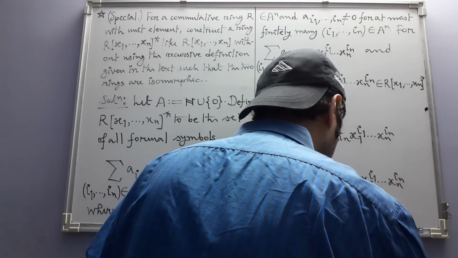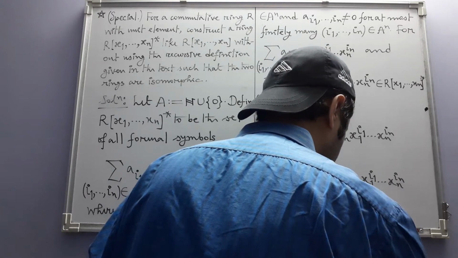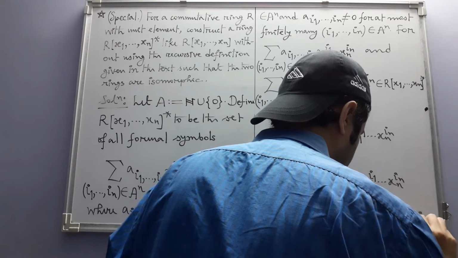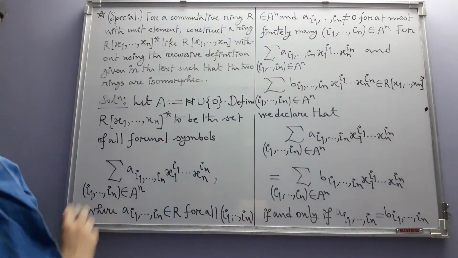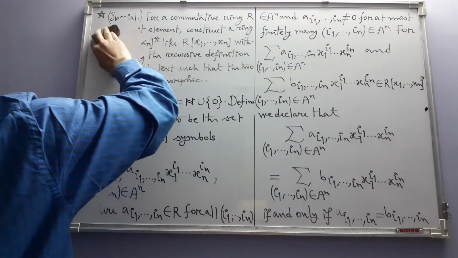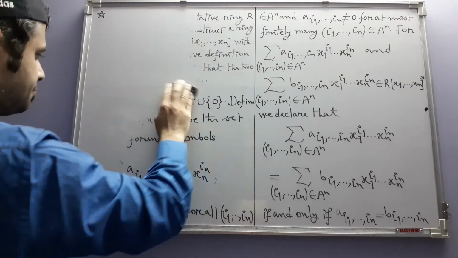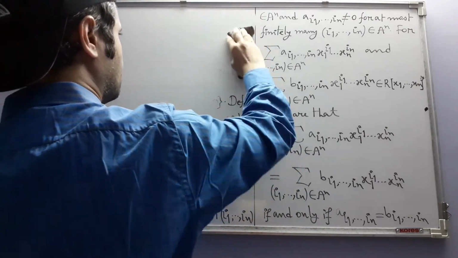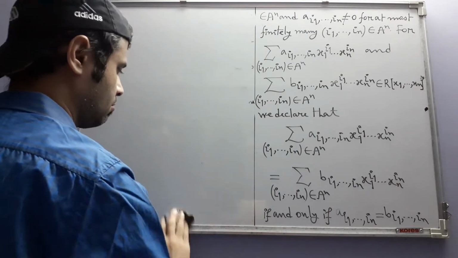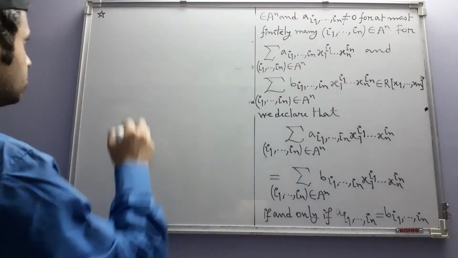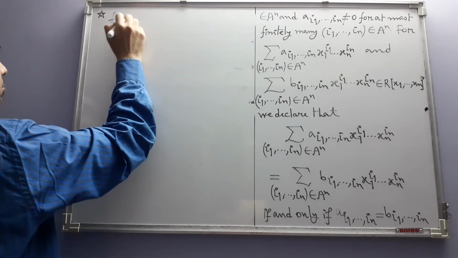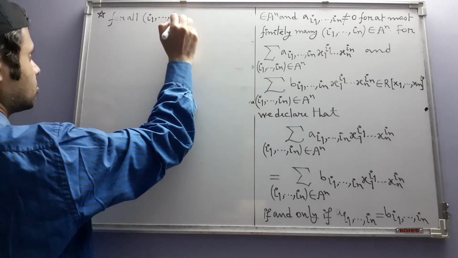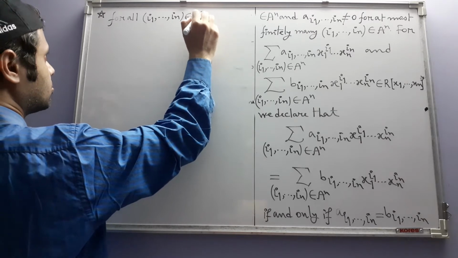If and only if ai1, i2 up to in is equal to bi1 up to in, for all n-vectors.